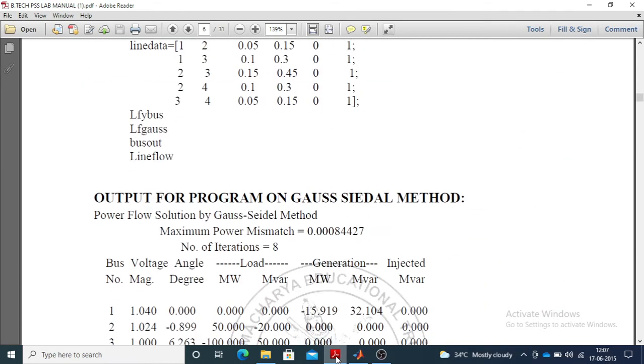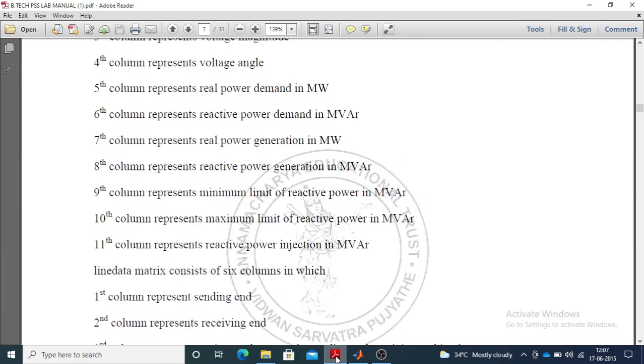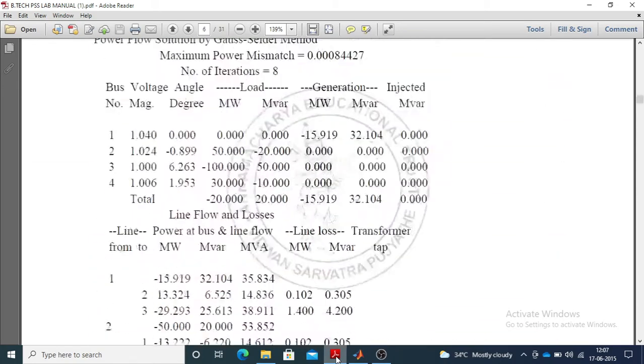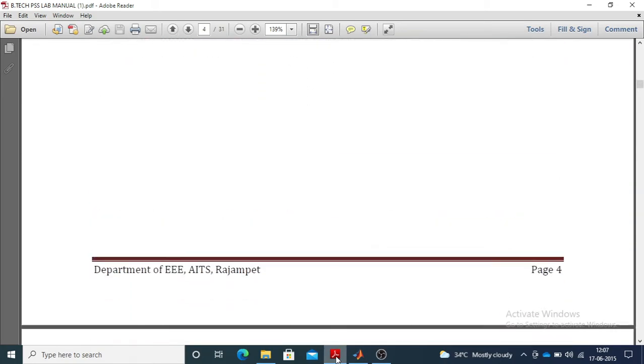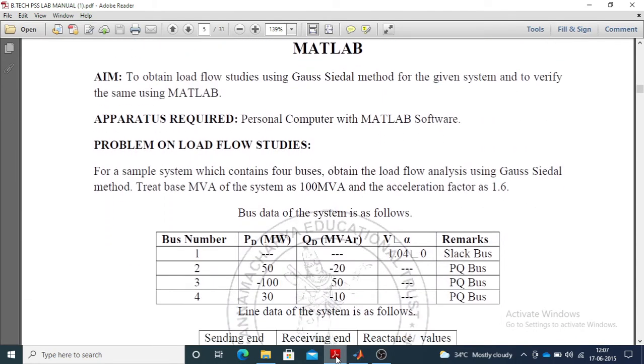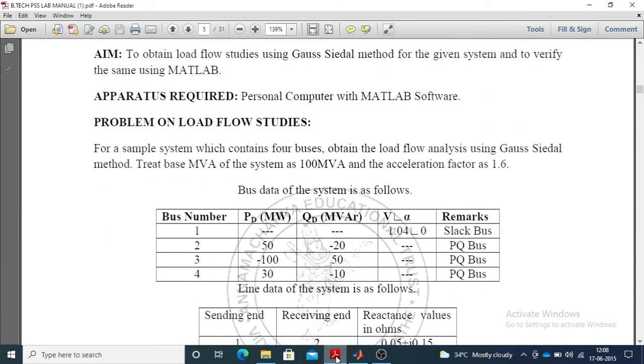Before going to see the program and its output, first write down the aim and apparatus, which is the same for all the experiments. Try to write down aim and apparatus on the right side of your observation pad. Aim: to obtain load flow studies using Gauss-Seidel method for the given power system network and to verify the same using MATLAB. Apparatus required: personal computer with MATLAB software.